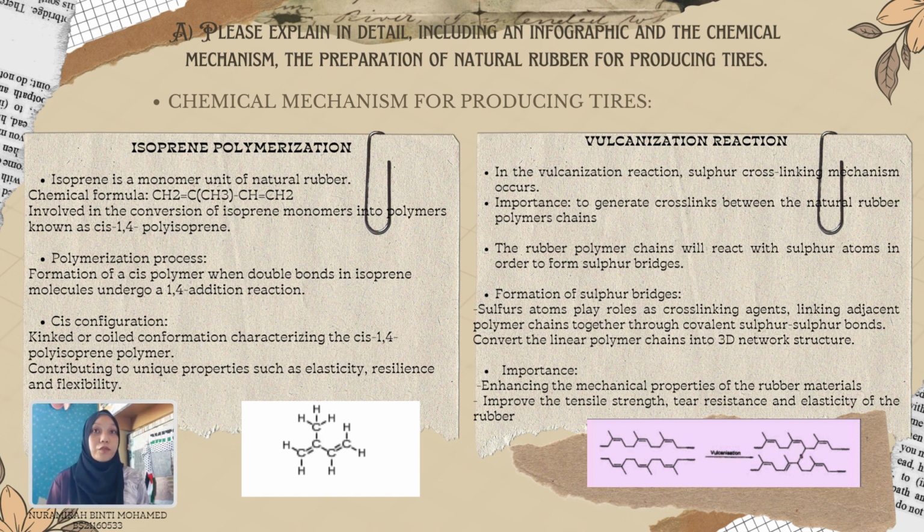Next is the vulcanization reaction, whereby a sulfur cross-linking mechanism occurs, which is important to generate the cross-linking between the natural rubber polymer chains. The rubber polymer chains will react with sulfur atoms in order to form sulfur bridges. This formation of sulfur bridges is important since it will act as the cross-linking agent, linking the adjacent polymer chains together through covalent sulfur-sulfur bonds, which will convert the linear polymer chains into a 3D network structure. So it is important to improve the mechanical properties of the rubber material and also improve the tensile strength, tear resistance, and elasticity of the rubber.